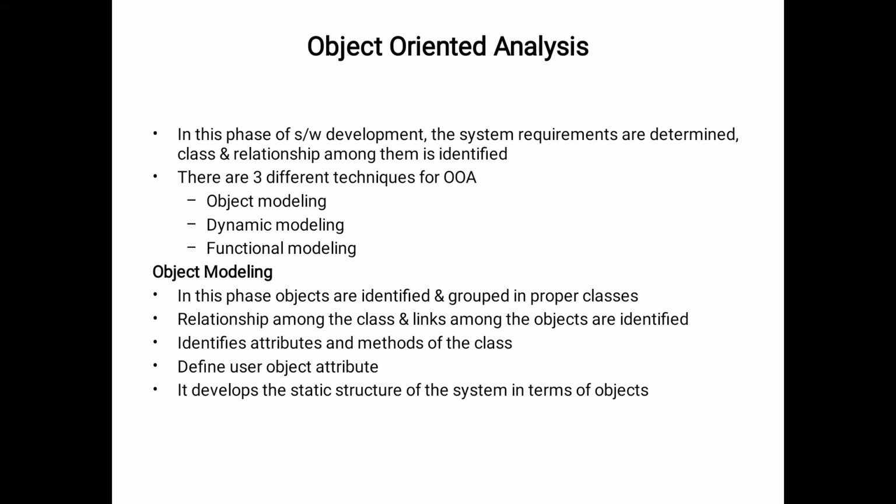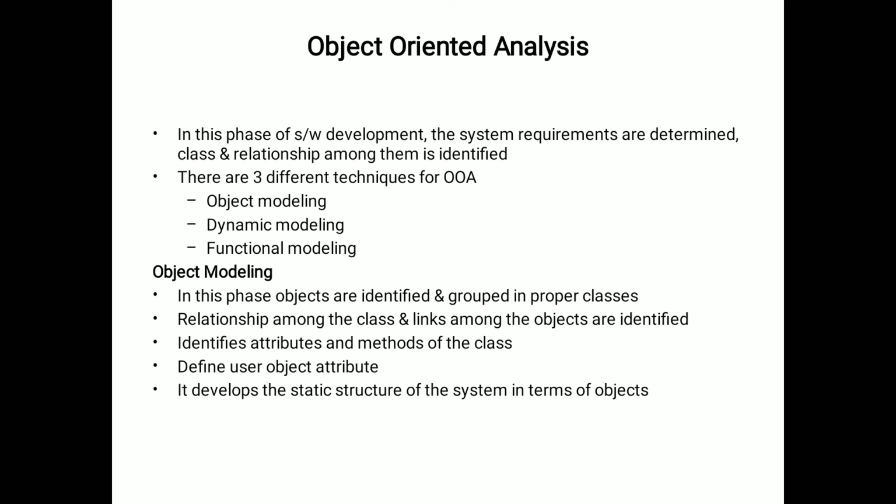Next point is object-oriented analysis. Now in this object-oriented analysis phase of software development, the system requirements are determined, and the classes and relationships among them are identified. There are three different techniques of object-oriented analysis. First is object modeling, second is dynamic modeling, and third is functional modeling.